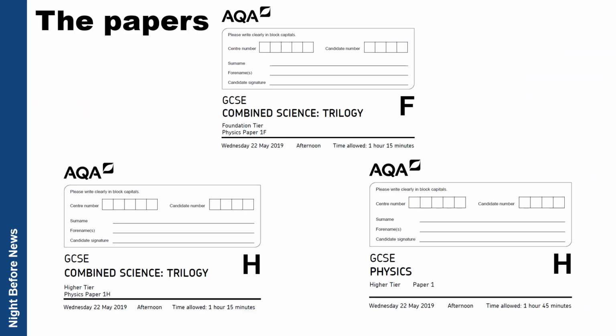Again, it's really important that when you sit in the exam hall, you make sure that you have the correct paper in front of you. So if you are in set 2, 3 or 4, you need the Combined Science Trilogy Foundation tier. If you are in set 1, you need the Combined Science Trilogy Higher tier. And if you are Triple Science, you need the Physics Paper Higher tier.